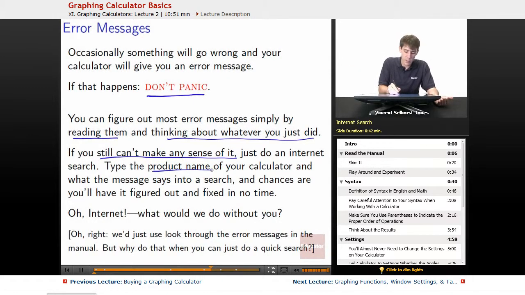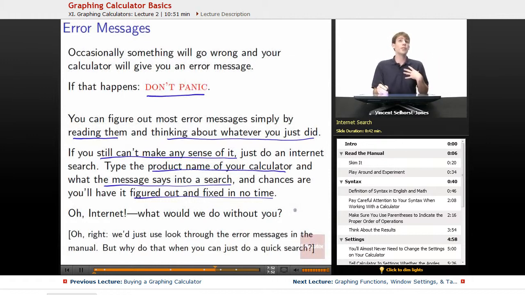Type the product name of your calculator, whatever that is, and then whatever the message says into a quick search, and chances are the next thing you'll have is an answer to your question. You'll have it figured out and fixed in no time. So just a quick internet search will solve this for you really fast. Oh, internet, what would we do without you?